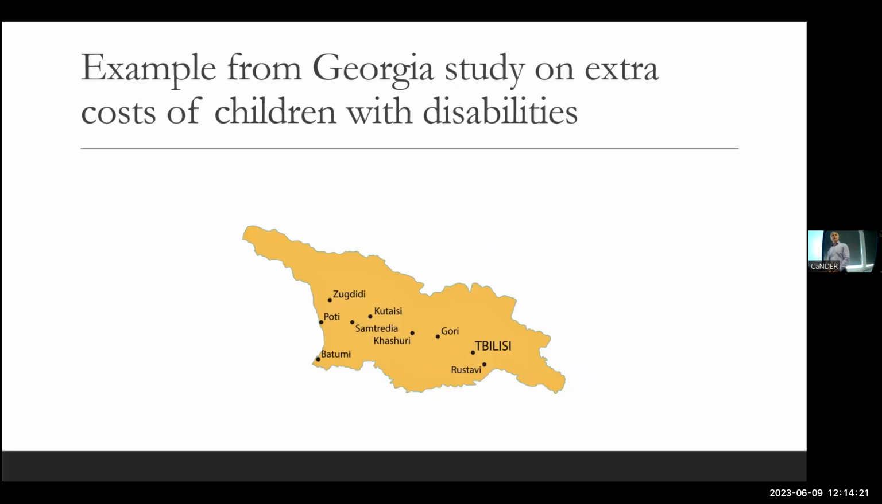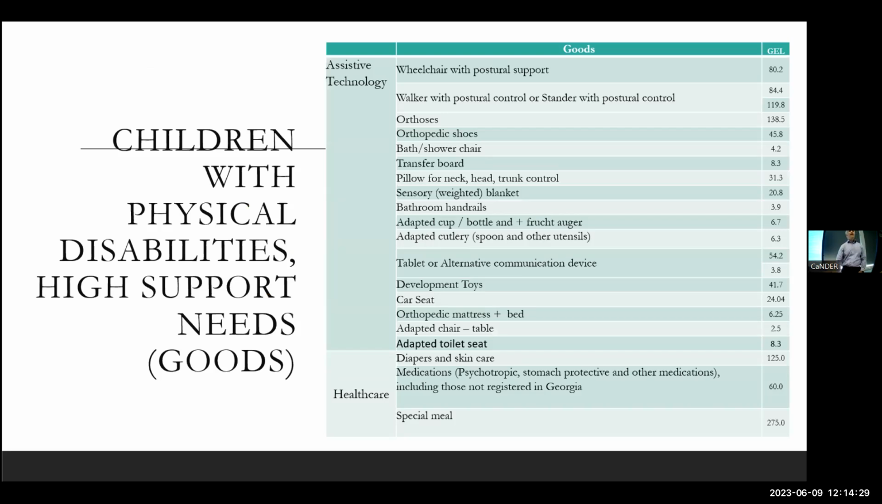So with UNICEF, we did a study in the country of Georgia, looking specifically at the extra costs of children with disabilities. Okay, and so, for example, a child with physical disability, and we looked at high support needs versus low support needs, and that was a big discussion. How do you, what's the difference? And with physical disabilities, we see here these are the goods, right? The goods that would typically be needed: a walker, orthoses, orthopedic shoe, transfer board, development toys, car seat, a whole variety of things, and then an estimate of what that cost would be.